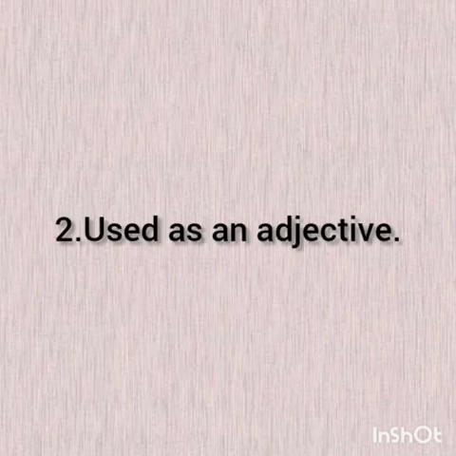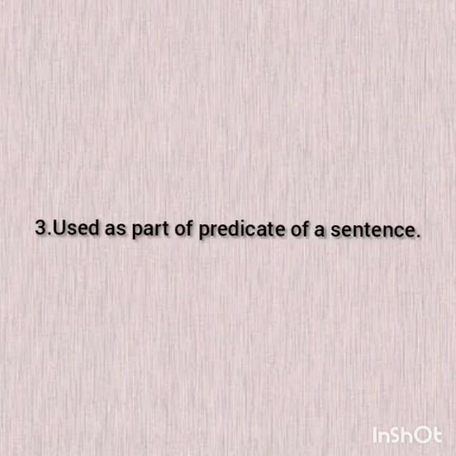The second use of participle is that it is used as an adjective. In the example, don't cry over spilt milk. Spilt is the participle as well as an adjective in the sentence. Third, it can be used as part of the predicate of the sentence. In the examples, the drama was moving. Another one, the man looked worried. Here, moving and worried act as participles.